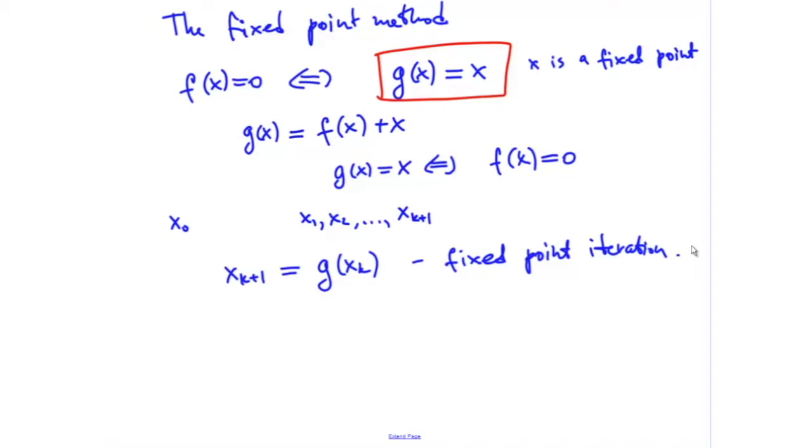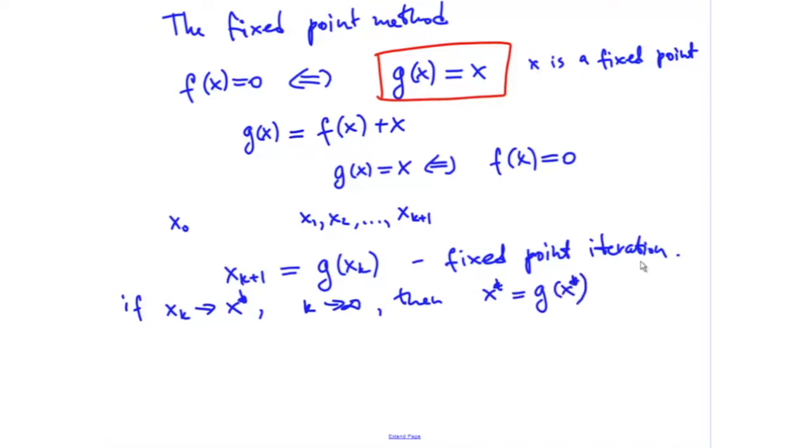Now when we consider this iteration, and assuming that g of x is continuous, then we can easily show that if this sequence xk converges, let's say xk converges to x star as k tends to infinity, then x star is a fixed point for g, meaning that x star is given by g of x star.